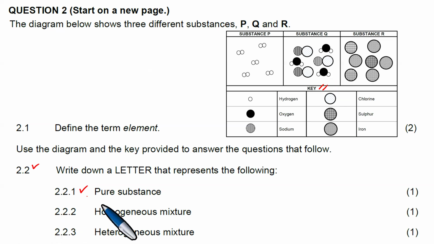Okay, so we defined an element. Write down a letter that represents the following: a pure substance. Which one is a pure substance? Is it this one? P or Q or R? Which one is pure? I'm sure you did this before. Which one do you think is pure? Is it P or Q or R? Which one is pure? What do you think, Paul?